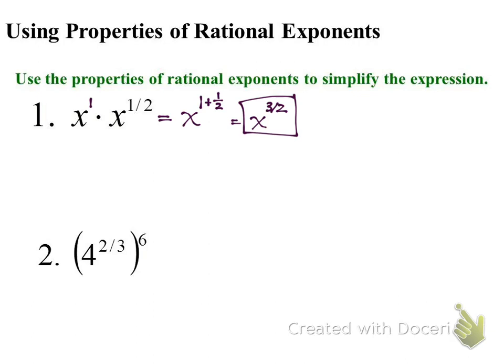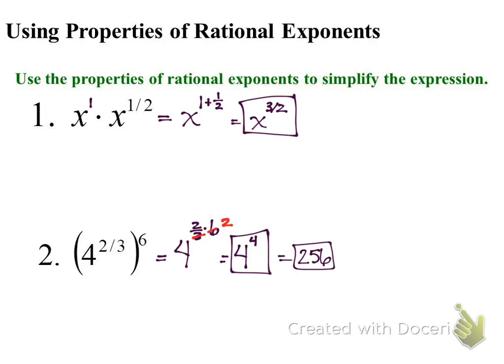Next one, number 2. If you have 4 to the 2/3 power raised to the 6th power, you're going to multiply those powers. So 4 to the 2/3 times 6. Let's simplify that product. Let's see, cross cancel. If I cross cancel, we get a 2 here. So this is like 4 to the 4th power. I could either stop here. Actually, I guess if I want it definitely simplified, 4 to the 4th: 64 times 4, 256.